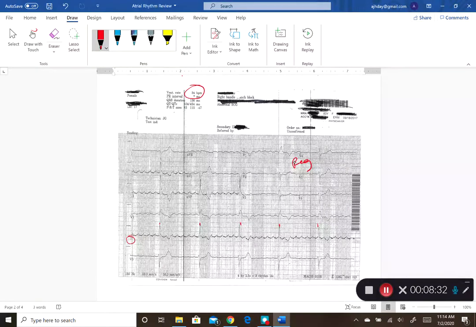When I look at my P waves, it looks like I have multiple P waves per QRS. I have 1, 2, 3, 4, 5, 6. 1, 2, 3, 4, 5, 6. 1, 2, 3, 4, 5, 6. So it looks like I have 6 P waves per QRS. So I have a 6-to-1 conduction ratio. And when I look at these waves, I see this sawtooth pattern. These are flutter waves, which leads me to believe that this is atrial flutter.